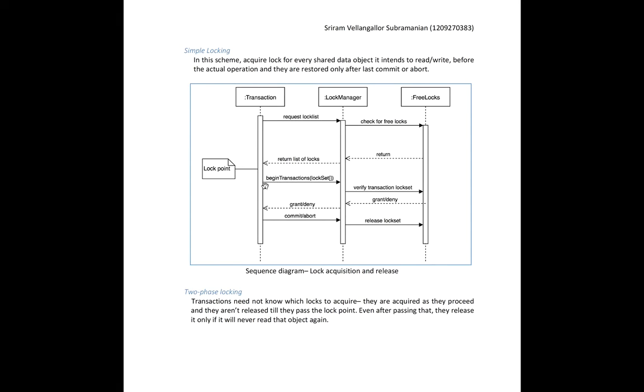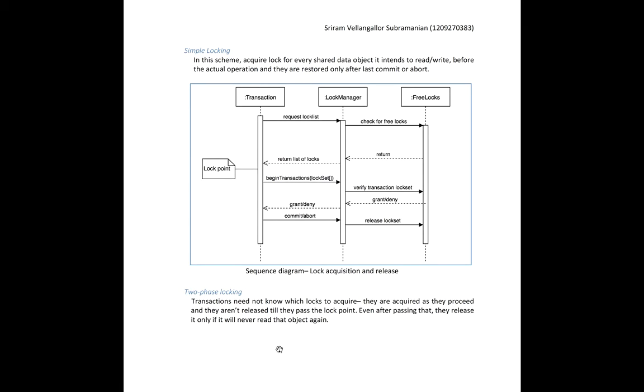Whenever a transaction begins, the transaction passes the lock set list to the lock manager. On verifying that all the locks required for the transaction are available, the lock manager issues a grant or a deny. Finally, when a commit or abort takes place, the lock manager would release the lock set that was acquired by the transaction. This is how simple locking takes place.